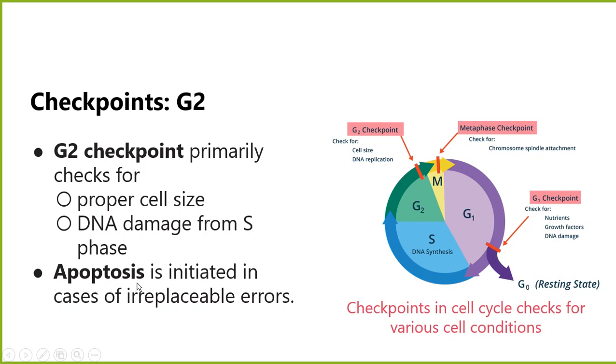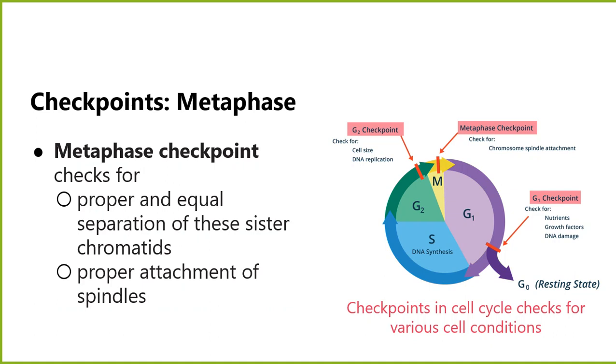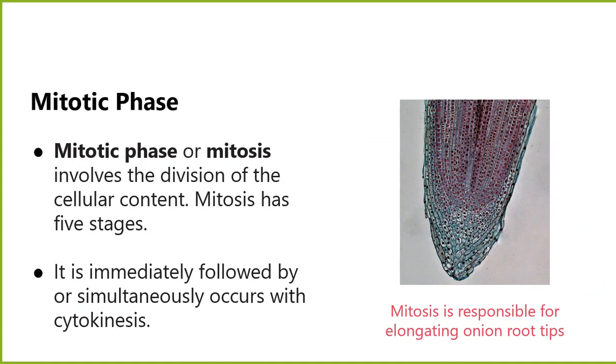Okay po? So yan. So for M phase or M checkpoint, it checks for what? Proper and equal separation of the sister chromatids. Okay? Yung sister chromatids is a chromosome class, condensed chromosome, na during S phase, na-duplicate na siya. Kaya, since it's duplicated, it's called a sister chromatids. Okay? Proper attachment of spindle. So, that's for M phase.